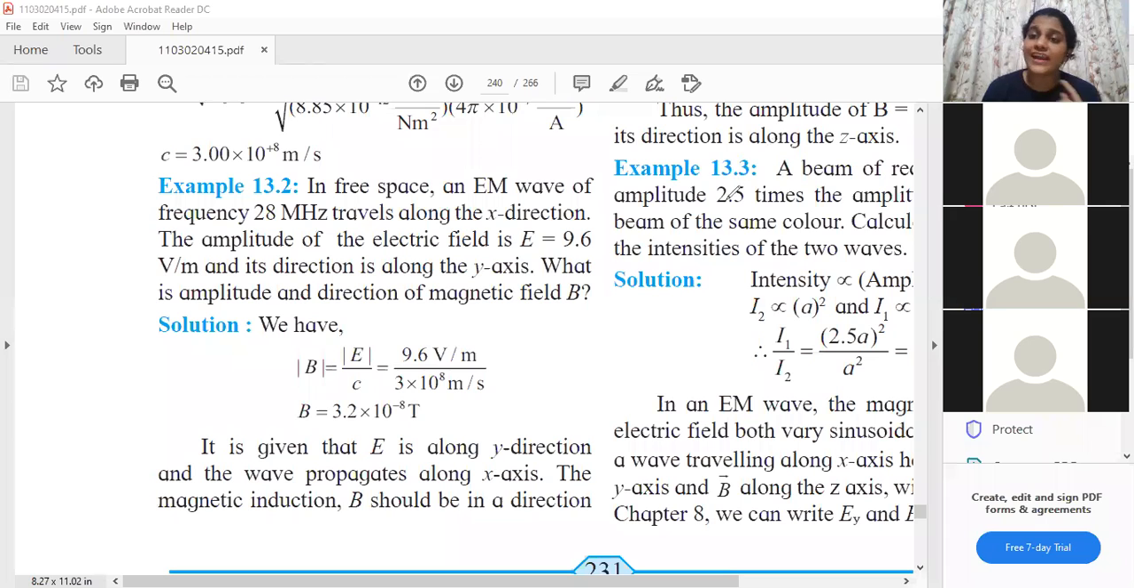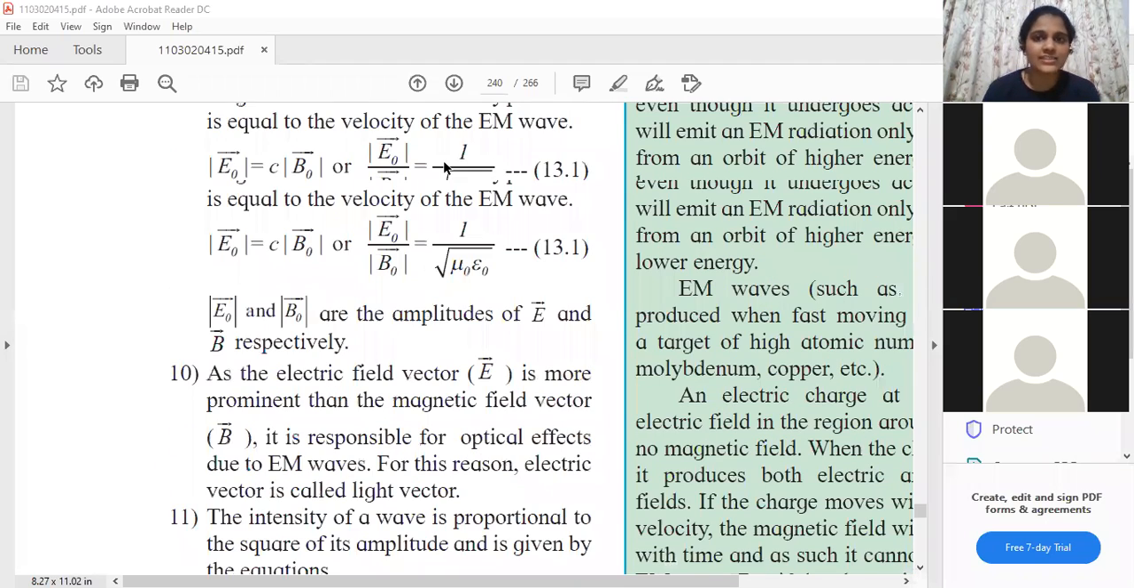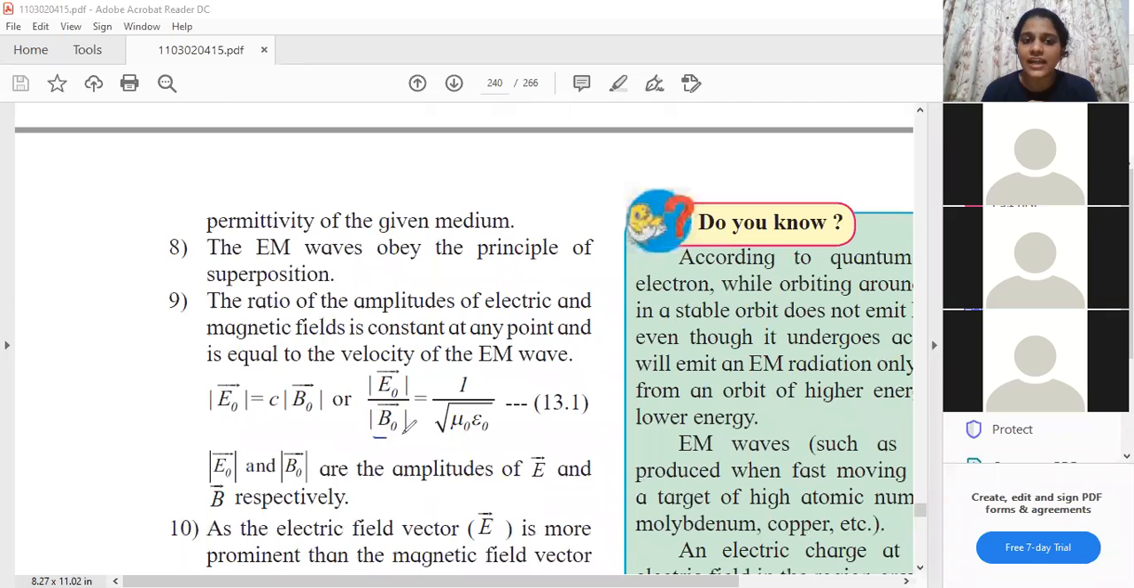See students, they have given us the amplitude of the electric field, and they have asked us to find the amplitude of the magnetic field. We know a relation between them, which we have seen in characteristics. Their ratio is equal to c. The ratio of the amplitude of electric field to magnetic field is equal to c. Here in my question I have the electric field and c, which is a constant value, and I'm supposed to find this.